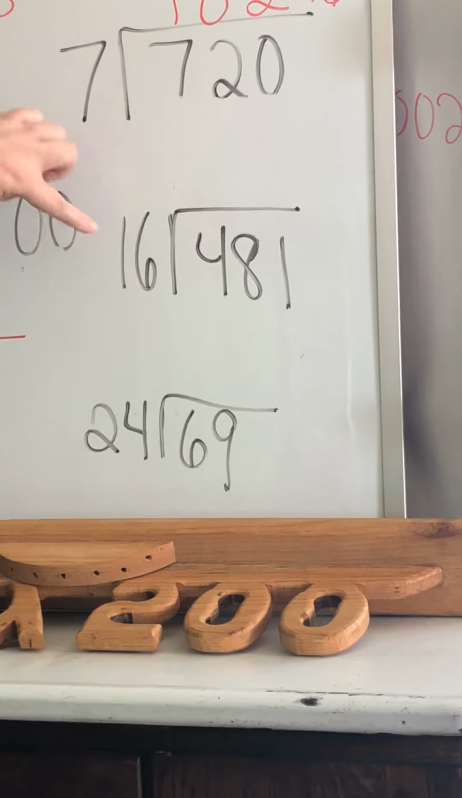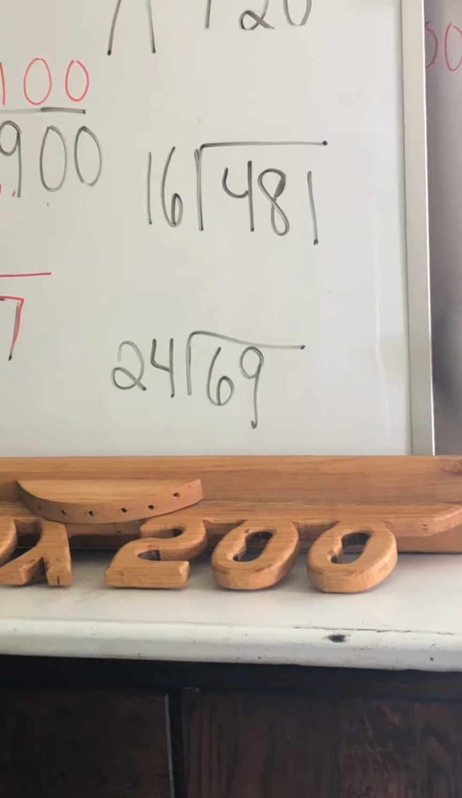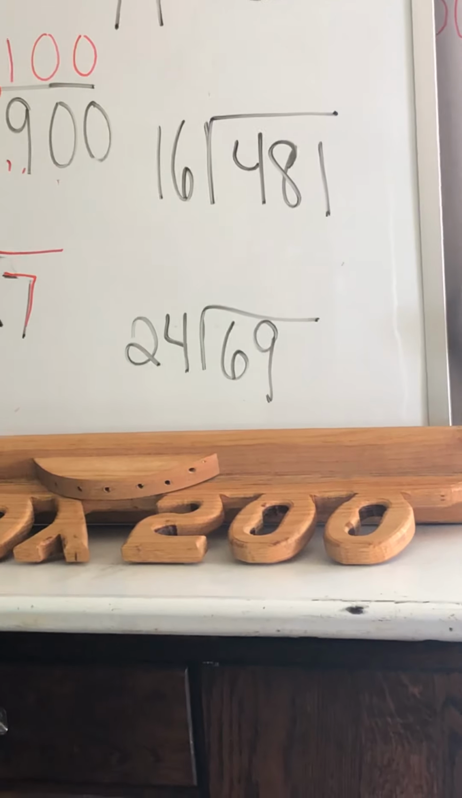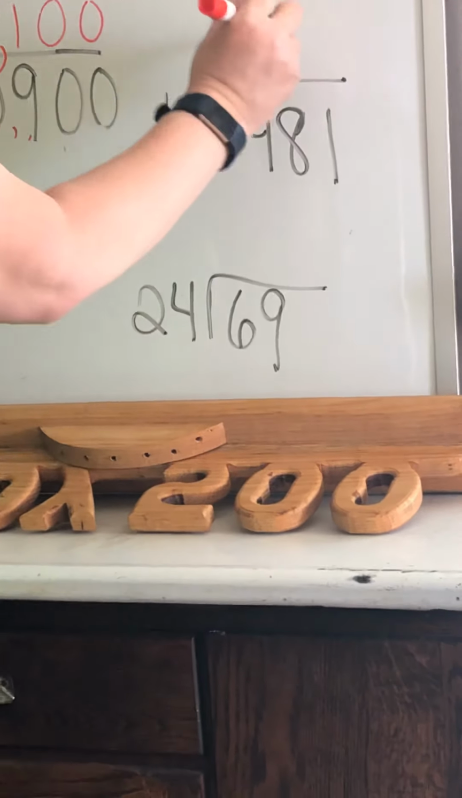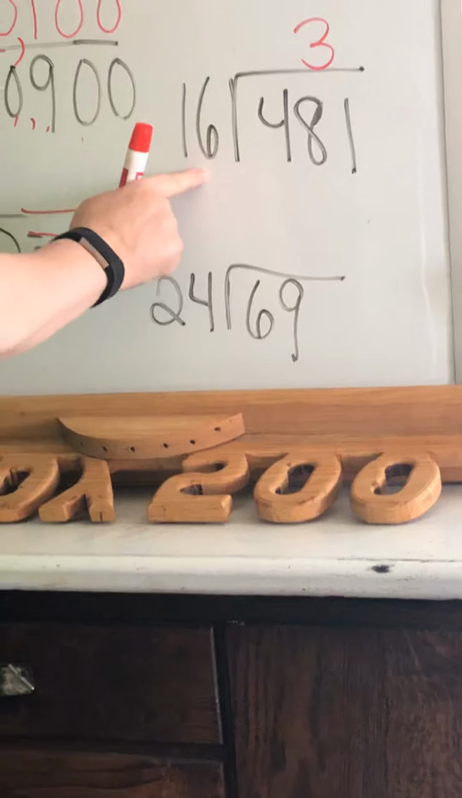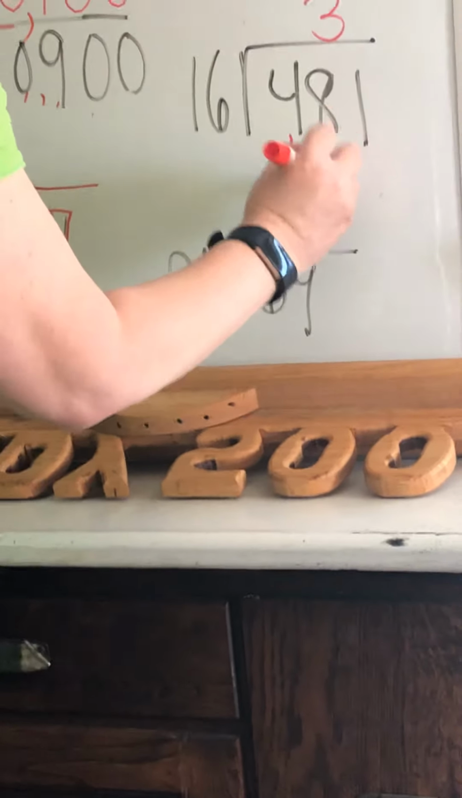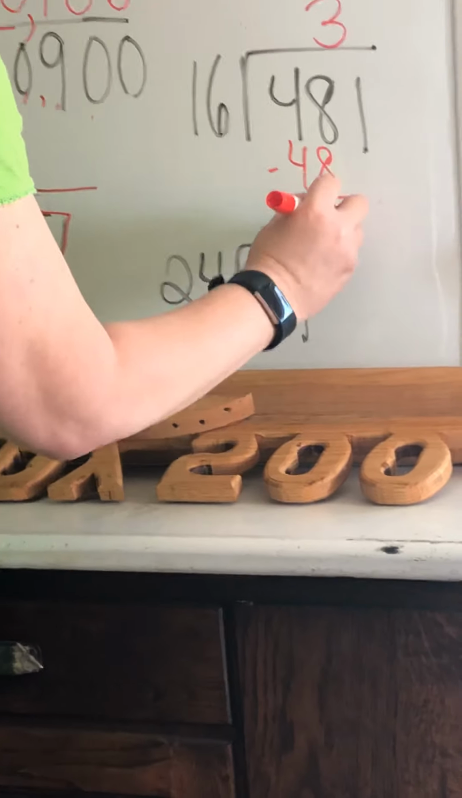Okay, next we have 16 goes into 481. Well, 16 goes into 48 3 whole times. 16 times 3 is 48. There is nothing left over.